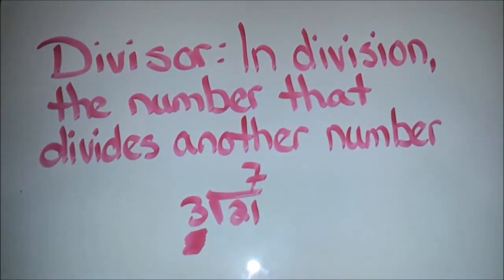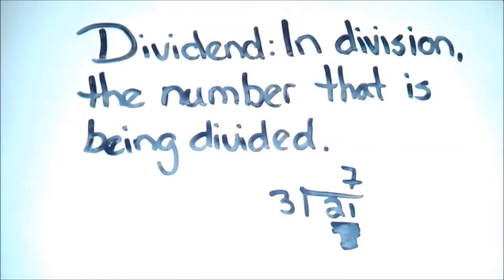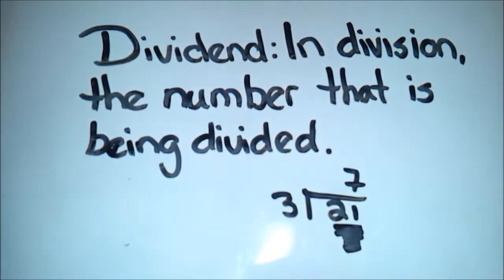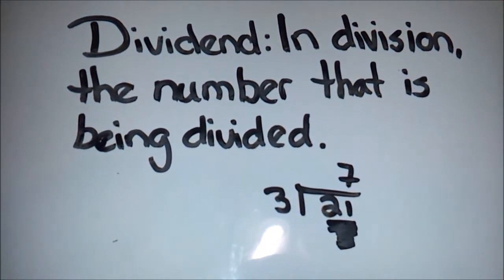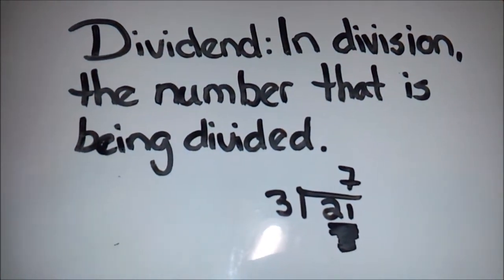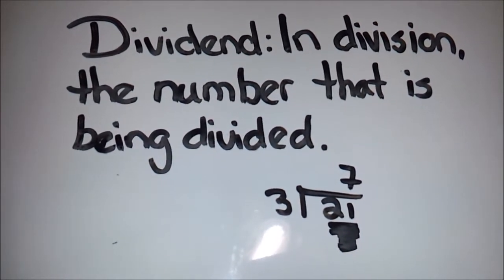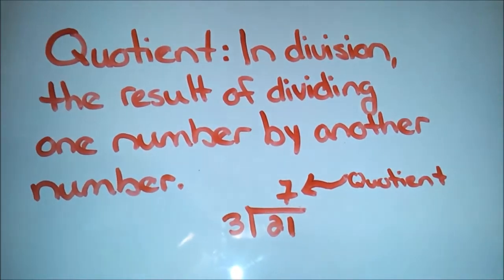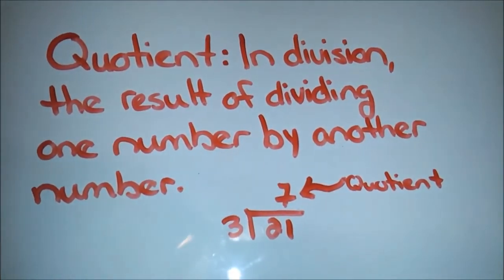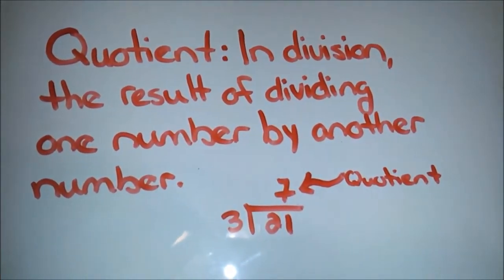In our example, 3 is the divisor. In division, a dividend is the number that is being divided. In our example, 21 is the dividend. In division, a quotient is the result of dividing one number by another number. In this case, 7 is the quotient.